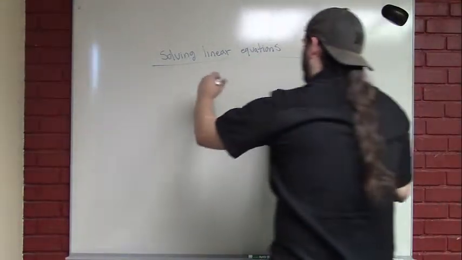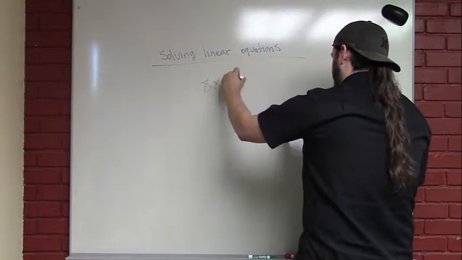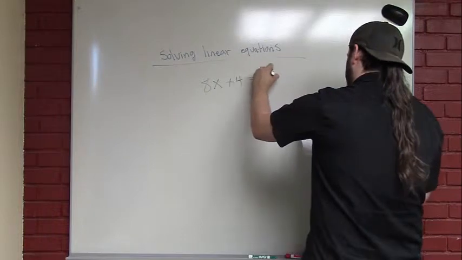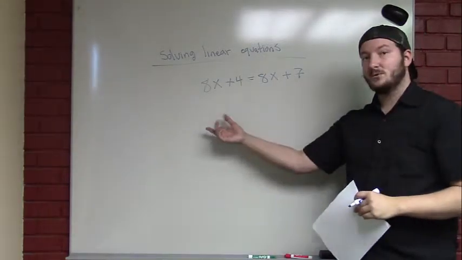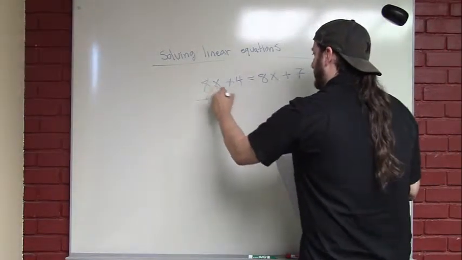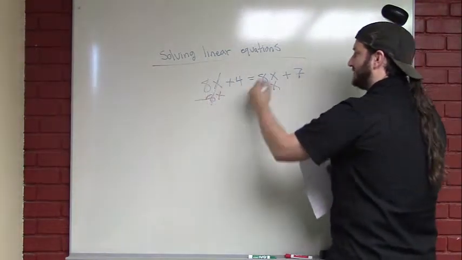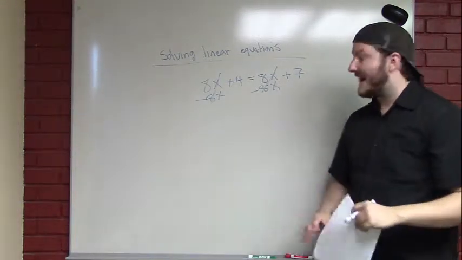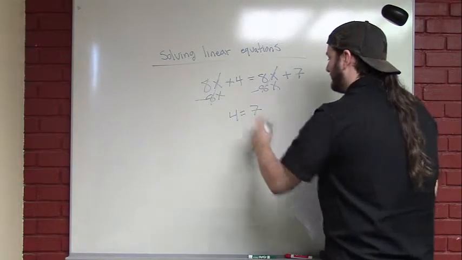Alright, so these ones are kind of cool because they're not too bad. You just got to understand the concept. So we got 8x plus 4 equals 8x plus 7, okay? So again, we got x's on both sides and numbers on both sides. So let's just subtract 8x from both sides, but watch what happens. That cancels off and that cancels off, okay? So we no longer have any x's. So we have 4 equals 7.